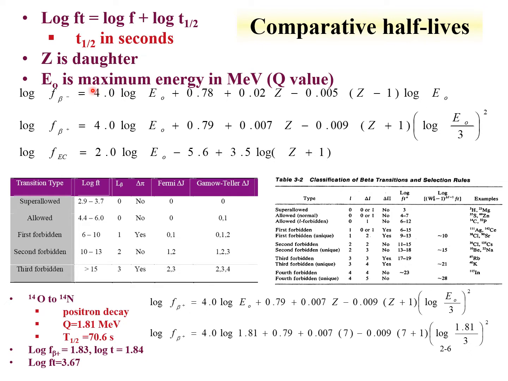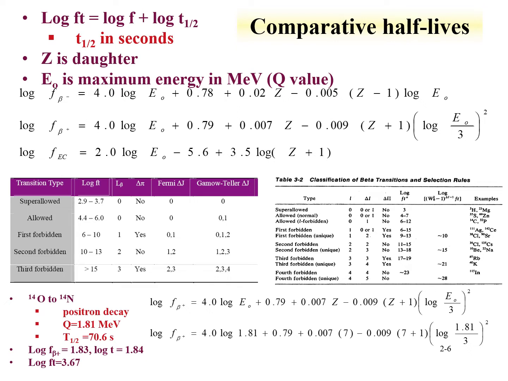Here we're going to have three equations that are listed here for beta minus, positron, and electron capture, where all these equations are going to be functions of the Q value, then the daughter Z. So this is fairly straightforward. If I know my daughter Z and I know my Q value, I can determine the log F value. If I get the half-life in seconds, well, the log Ft is nothing more than the log F plus the log of the half-life in seconds.